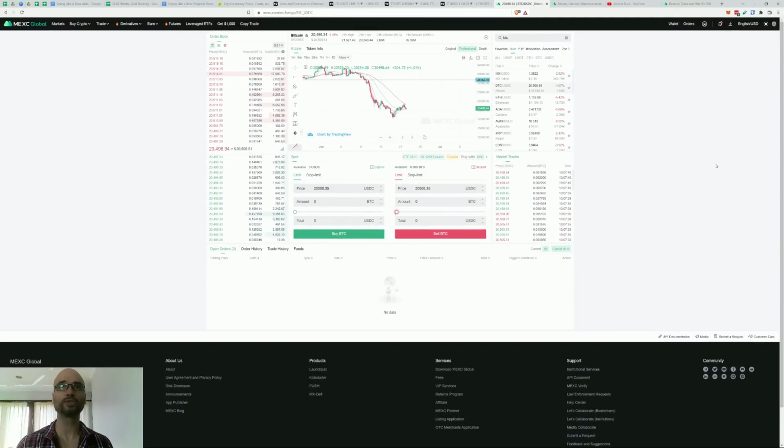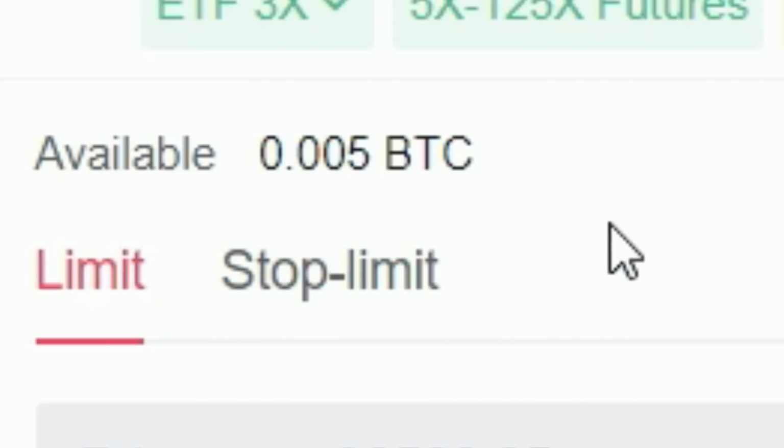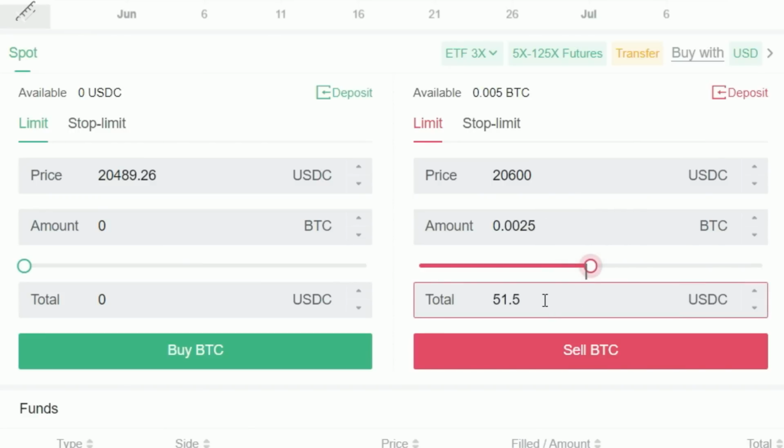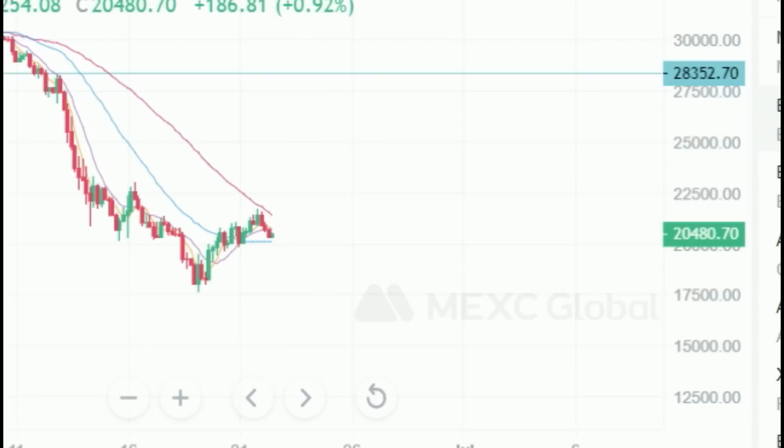Okay, so first of all, I'm going to explain what a limit order is. I currently have 0.005 BTC on the exchange. Let's say I want to sell this Bitcoin, but I want to sell it at a price of $20,600. So I would enter that price here, and for the amount of Bitcoin that I want to sell, maybe I only want to sell 50% of it, so I can use this handy slider here on the MEXC Global Exchange, whereby I want to sell 50%. This will be a total of $51.5. I click sell Bitcoin, and note that nothing will happen because the price is not currently at $20,600.